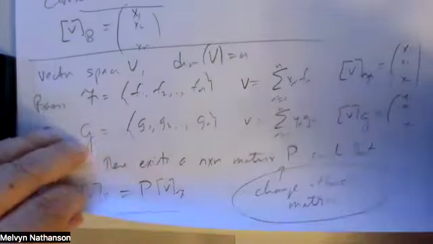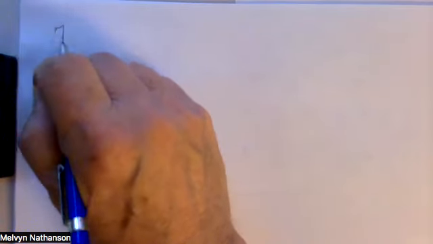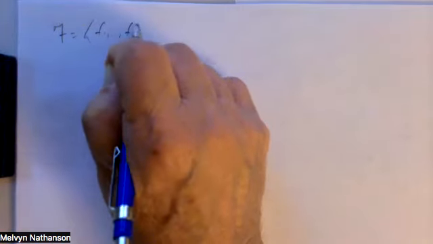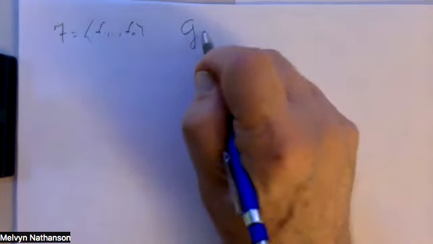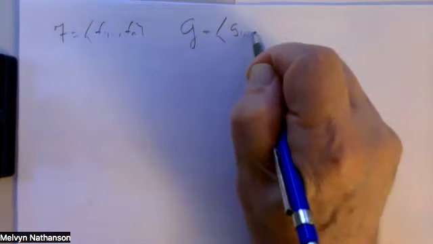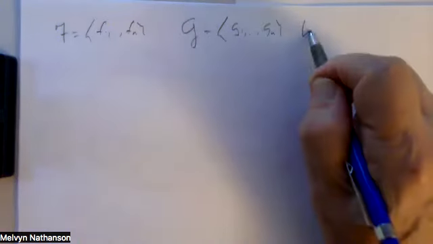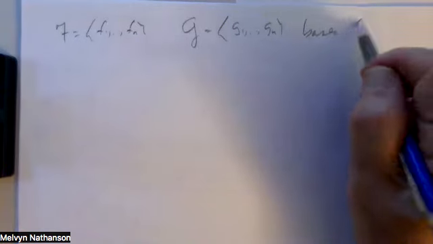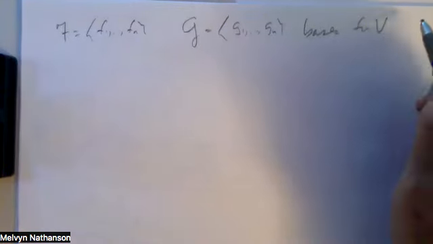So there's the following change of basis identity. Let's recall again, F is a basis with vectors F1 up to Fn. G is another basis with vectors G1 up to Gn. And these are both bases for V.